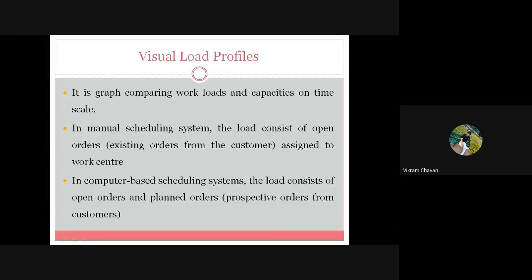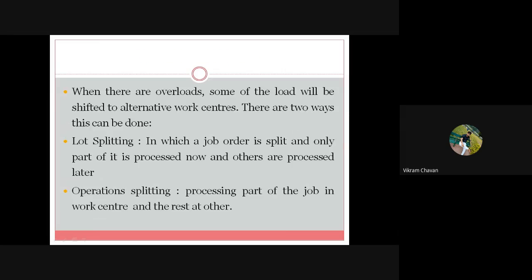Have you noted all the points? Shall we move ahead to the next slide? Okay. So write down the points from this slide also. And meanwhile, I will take the attendance.